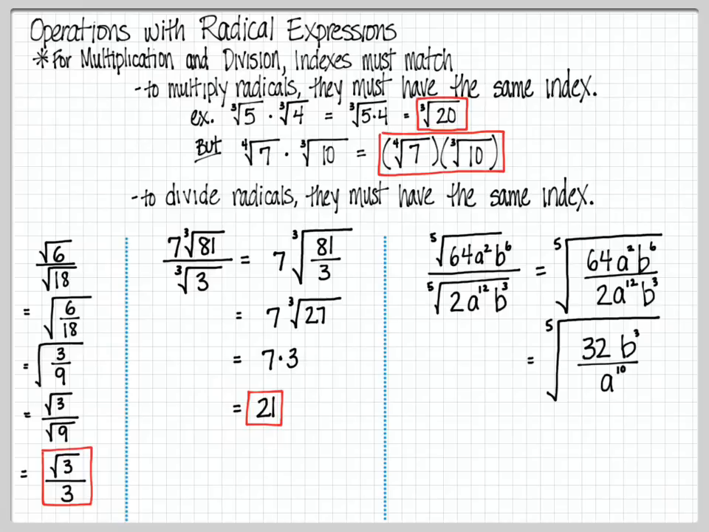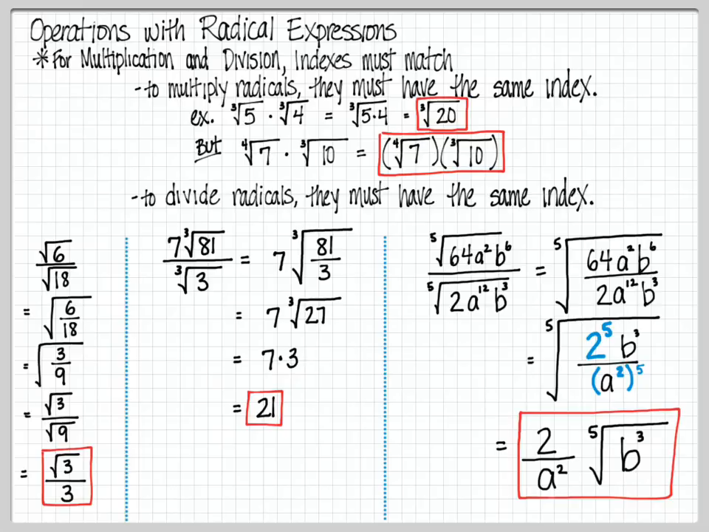And the best way to do this is to write them in exponential form. So I know that 32 happens to be 2 to the 5th. And I had a to the 10th in the denominator. Well, a to the 10th could be written as a squared to the 5th. And so now I know that 2 and a squared can both come out, and I've got 2 divided by a squared, the fifth root of b cubed, and that is my final answer for that division problem.